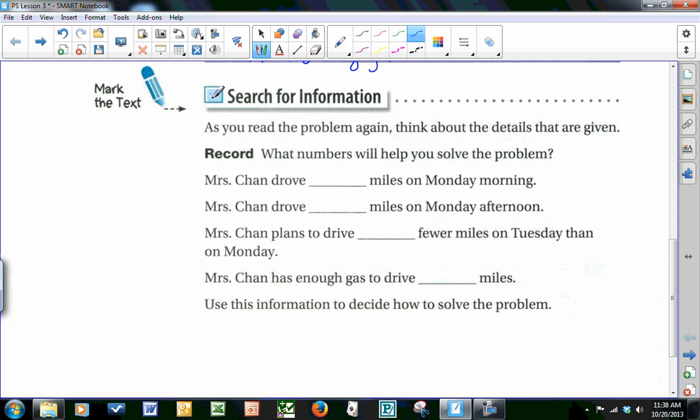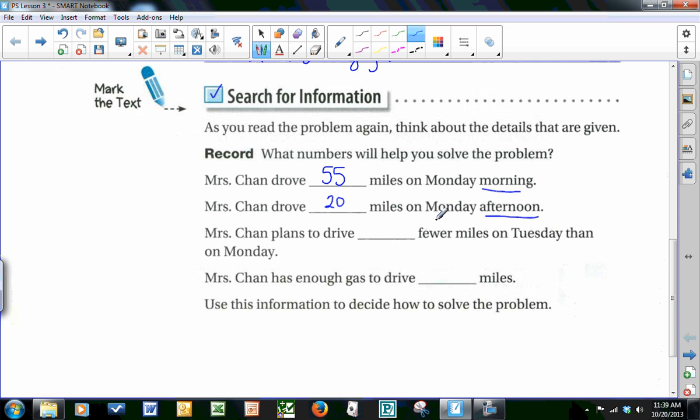And now we have to do step 2. We have to mark the text. That means highlighting or underlining or circling important information as we search for the information that will help us answer the question. So what numbers will help us solve this problem? We know Mrs. Chan drove 55 miles on Monday morning, and we know she drove 20 miles on Monday afternoon, but they were both on Monday.